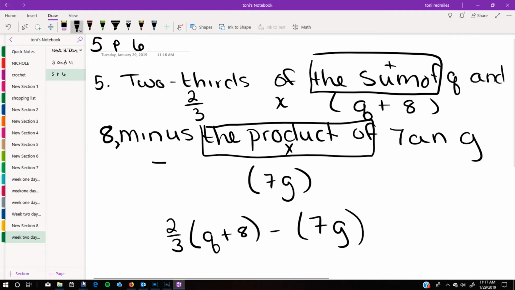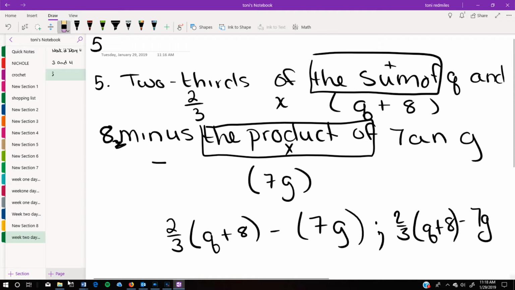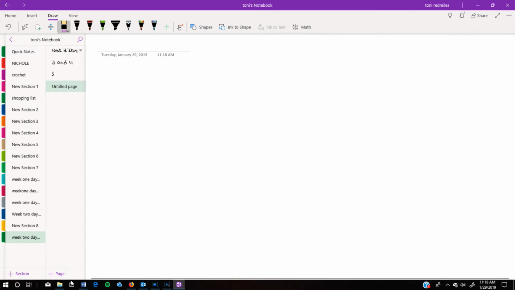So that's why I didn't have a comma, because the product of is putting it in parentheses. Don't really need these parentheses though, so if you wrote it as 2/3 q plus 8 minus 7g, it would retain the same meaning. Okay, I said I was going to do 6 on this one, but we have run out of room, so this is just going to be number 5. This one will be 6.